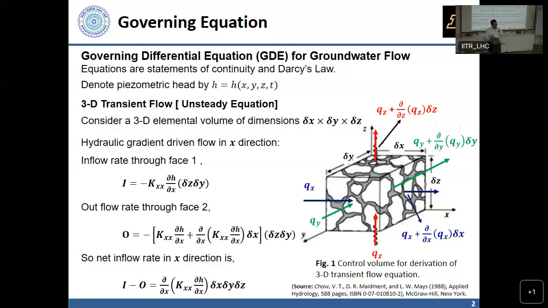So we had a certain amount of water coming from the sides, we have removed a certain amount of water, and by definition, we have defined something called specific storage. Specific storage is the net volume of water that is being added or removed from a unit volume per unit change in piezometric head.